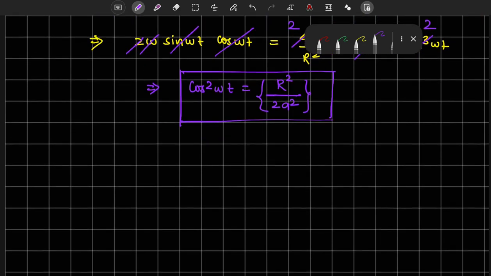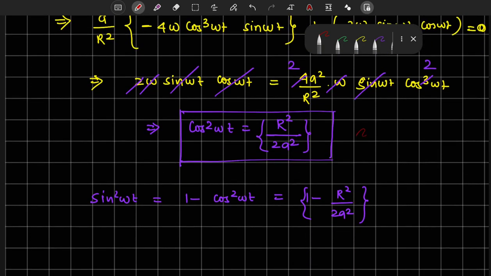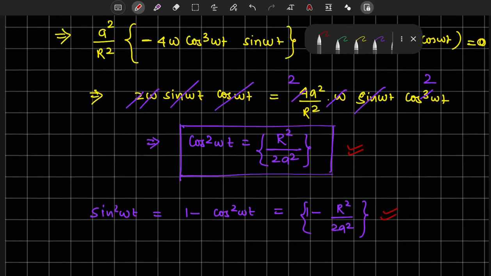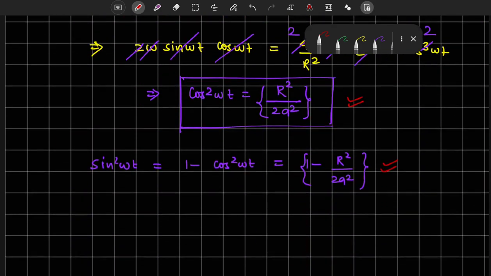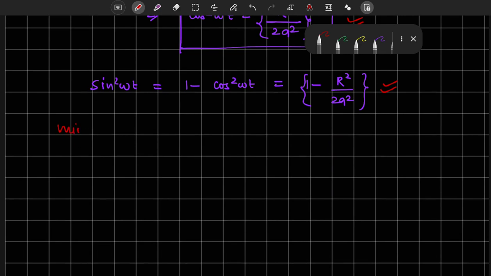And the value of sine square omega t, we can write it as 1 minus cos square omega t, that is equal to 1 minus r square divided by 2a square. Right, now if we substitute the value of cos square omega t and sine square omega t in the expression of a total, then we will get the minimum value of the total acceleration. So let us find out the minimum value of a total.